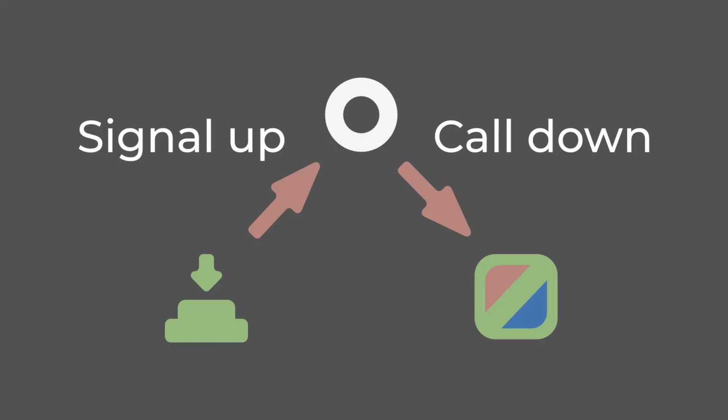And this is a very common pattern in Godot. We try to signal up from children and call down from the parent. It helps us isolate components and reuse them without having to worry about hierarchy dependencies in a scene tree.